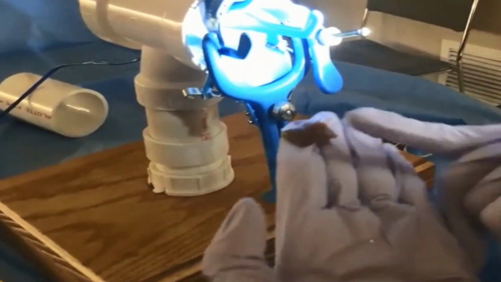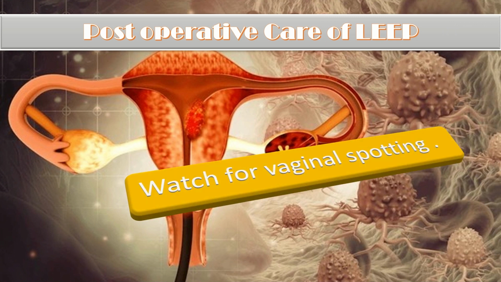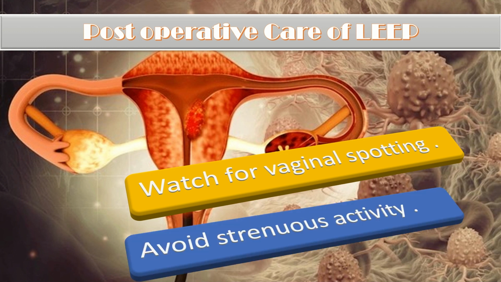In the post-operative care of the LEEP procedure, we ask the patient to wear a sanitary pad for any vaginal spotting or vaginal blood or dark brown discharge. This spotting or discharge is normal for 1 to 3 weeks after LEEP. Another advice is to avoid strenuous activity for about 48 hours.